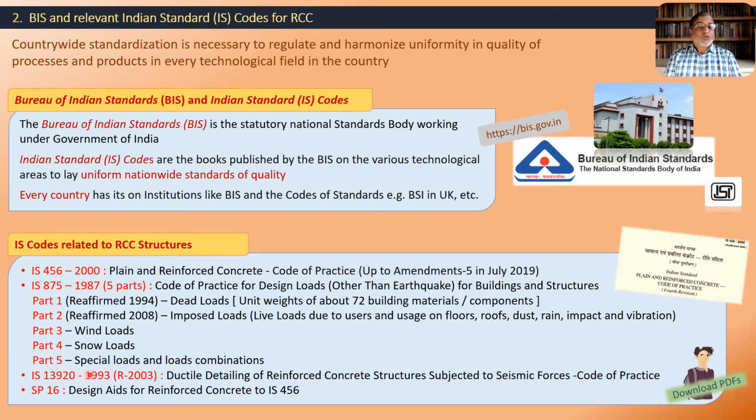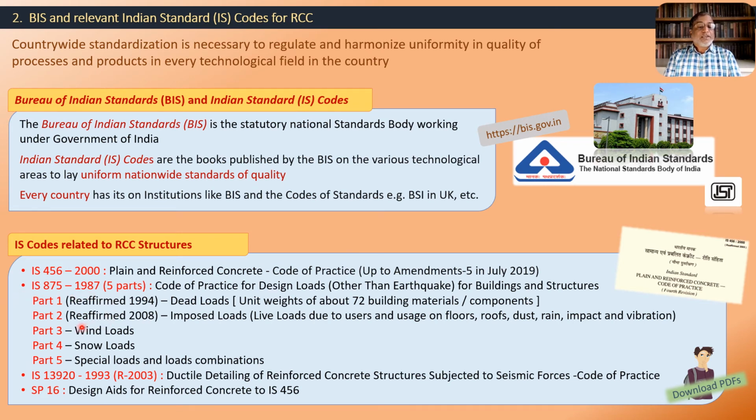Part 5 is about special loads and load combinations. You have to use the combinations of these loads. These loads will act simultaneously. Sometimes simultaneously, sometimes only 2 will act, sometimes all the 3 will act, and so on. So IS 875 part 5 gives us how to do the load combinations of the various loads and what are some other special loads.